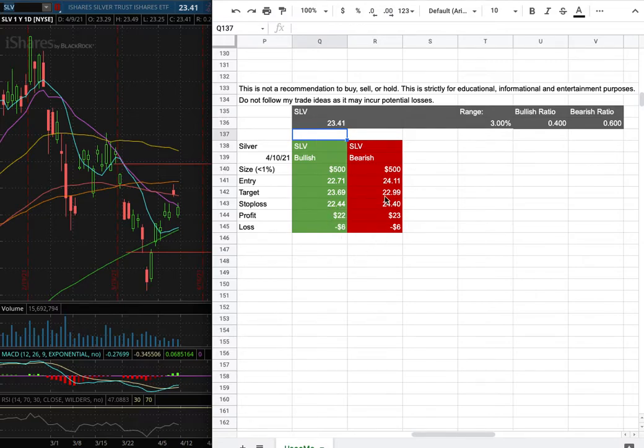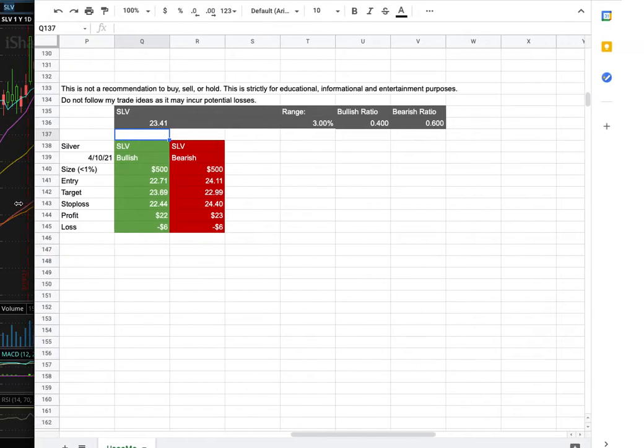However, if I were to open a short position, my entry is at $24.11, and that is this range here. My sell target is at $22.99, and my stop loss is at $24.40. So, whichever entry price were to hit first, that'll be my position of the week.